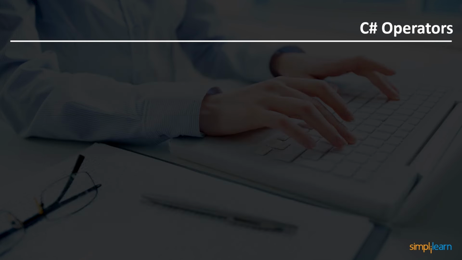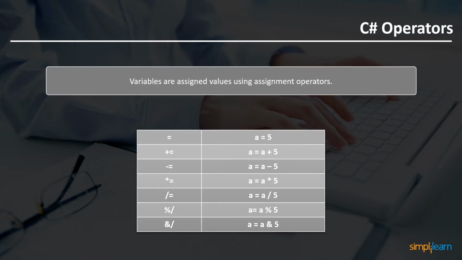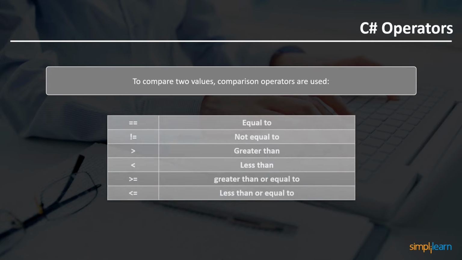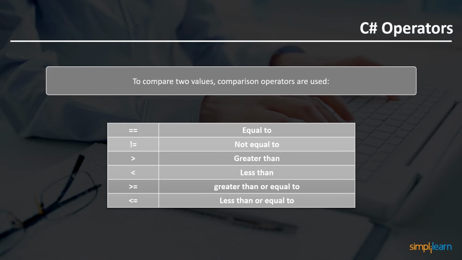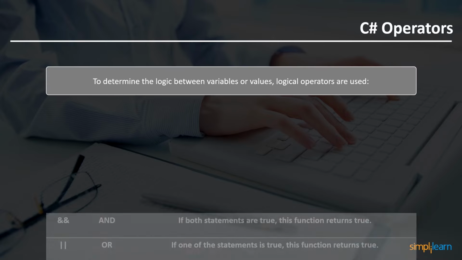Next we have the assignment operators in the list. Variables are assigned with values using the assignment operators. Following are some of the operators to use in C#. First we have the equal to operator, then we have the not equal to operator, later we have greater than, next we have less than, following that we have greater than or equal to, finally we have less than or equal to operators.